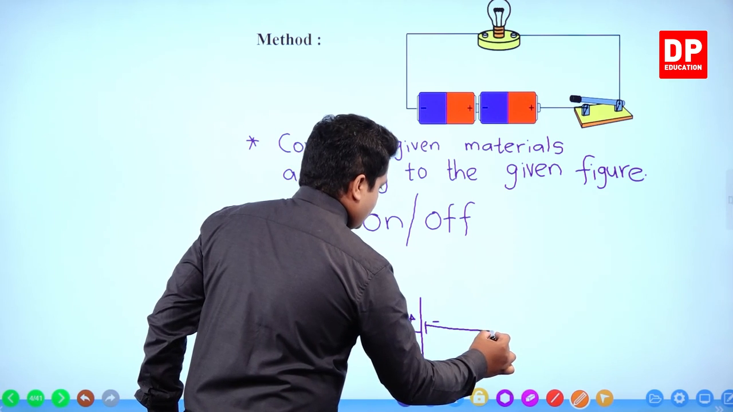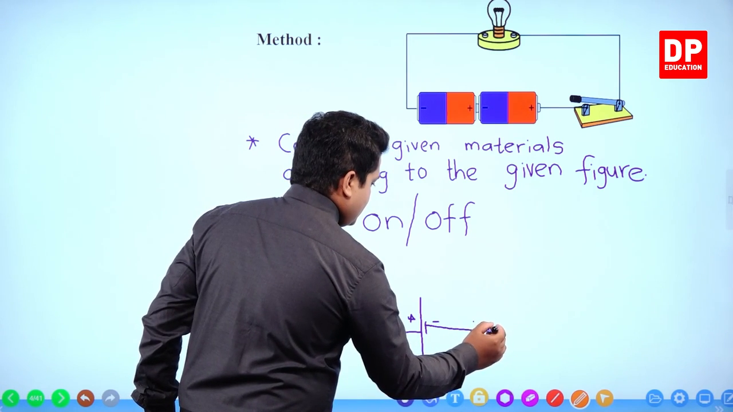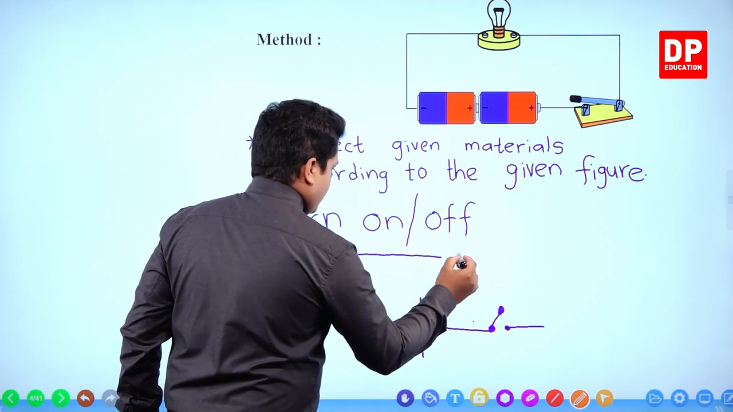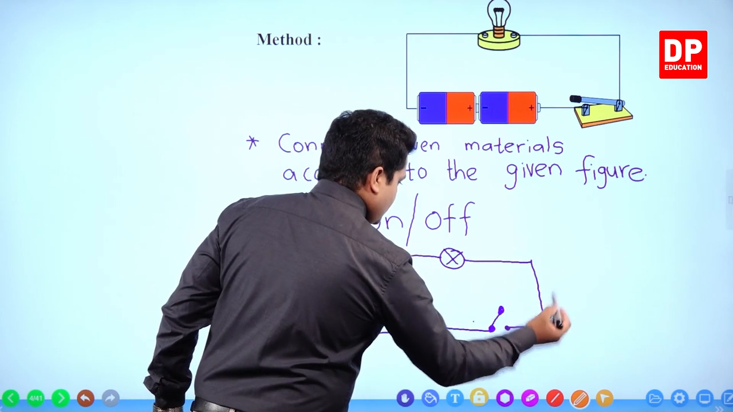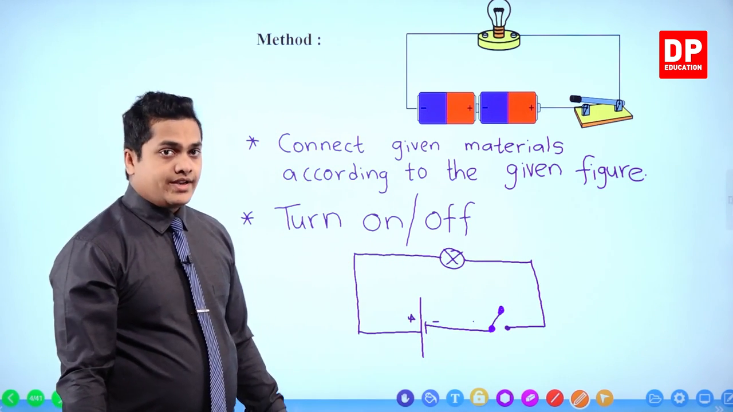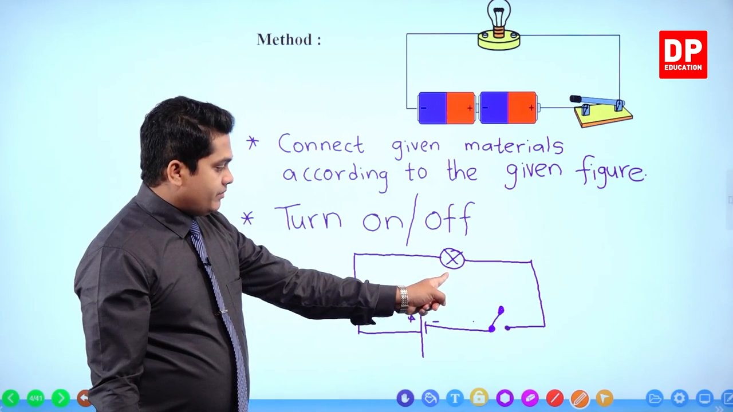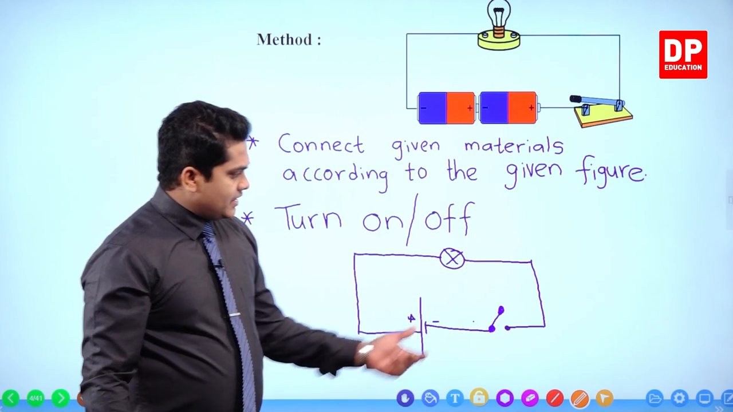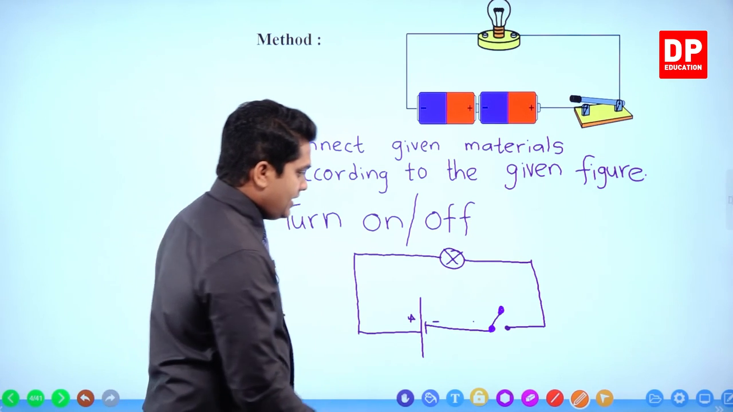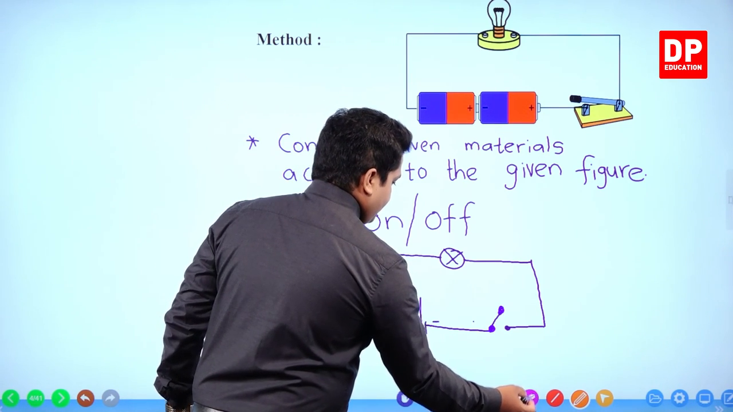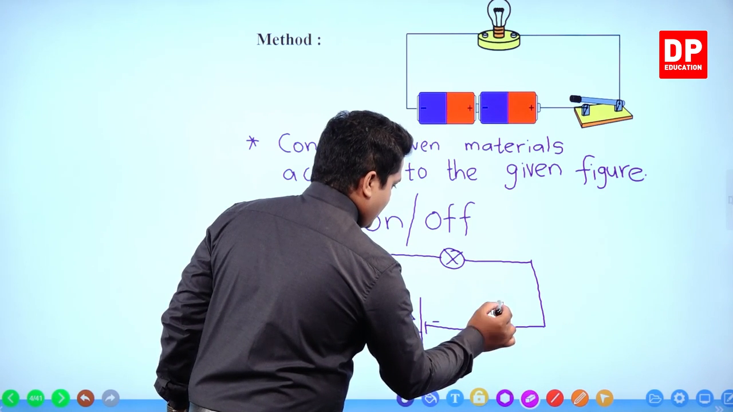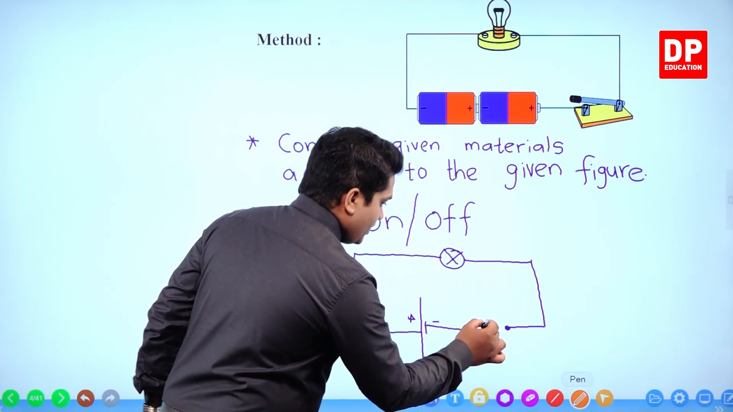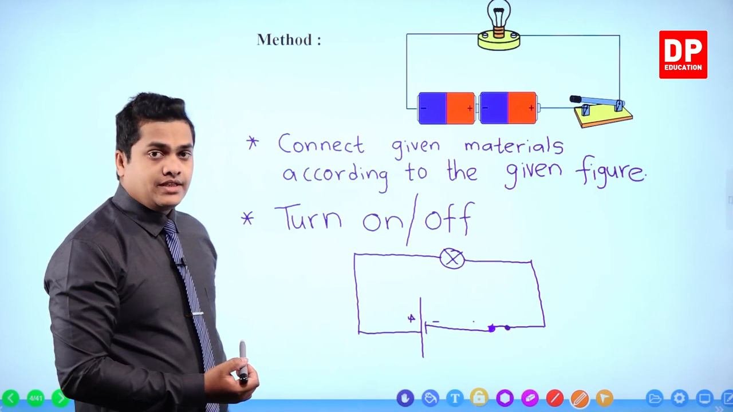Then connecting wires go like this. Then the switch. The circuit symbol for a switch is like this. Then this is my bulb. Now this is our circuit. Entire circuit, the switch, the bulb, dry cells, and all the other connecting wires. So here you can see that turning the switch on means we need to take this terminal like now. This is in off stage. So now if you need to turn it on, you have to connect this thing like this.